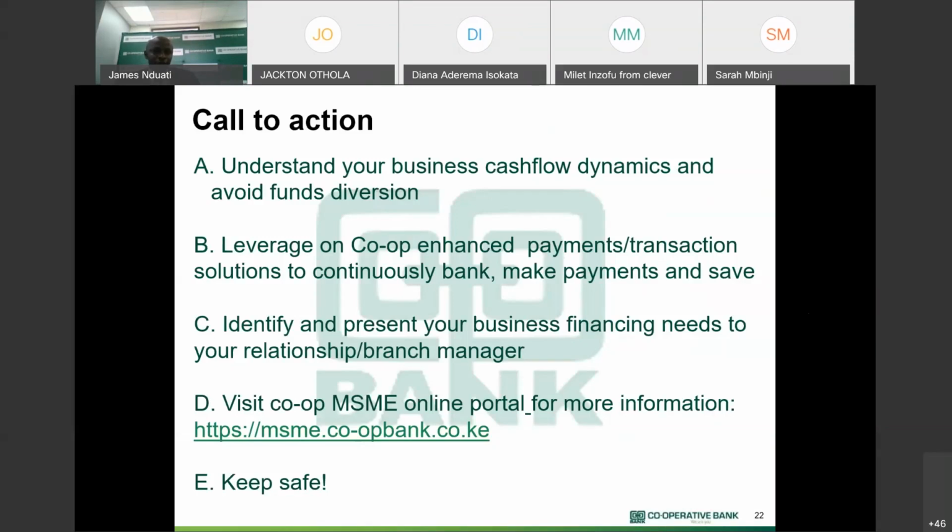The other one is leverage on our enhanced payment and transaction solutions, so that you can bank more with us, and you'll also enjoy other solutions. Identify also your present need and visit our branches so that our bank managers and also business bankers there can support you. Lastly, visit our online portal. There is a link there. Just go to our website, you'll be able to see that. And then also keep safe. So that is what we have from business banking. We are ready to support you.